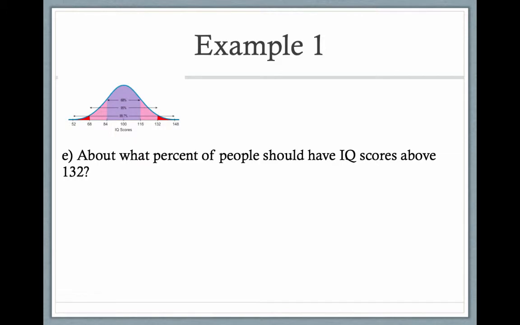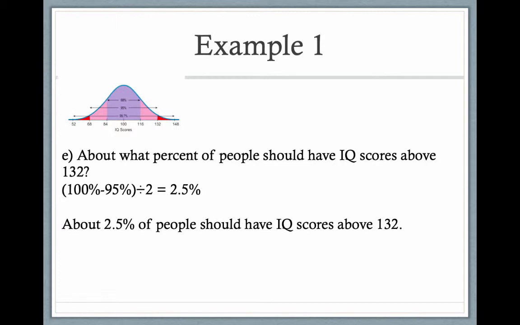About what percent of people should have IQ scores above 132? Well, we just went through that. We do the 100% minus 95%. Okay, because 68 to 132 captures the middle 95%, and we get 5%. That is the area for both tails, so we're going to divide that by 2, and we get 2.5% for the lower tail, 2.5% for the upper tail. So about 2.5% of people should have an IQ score above 132.